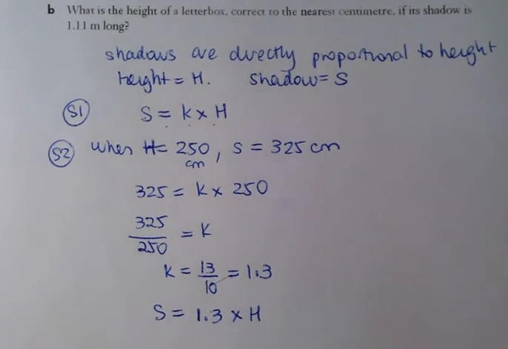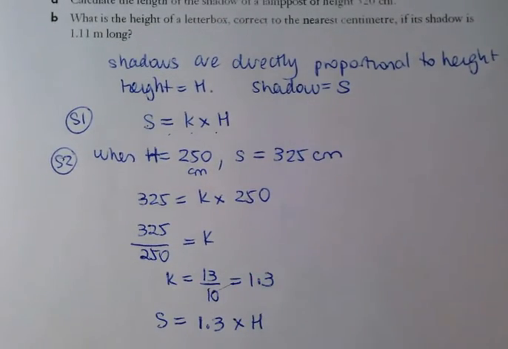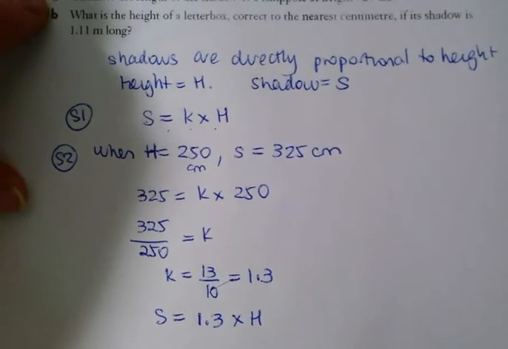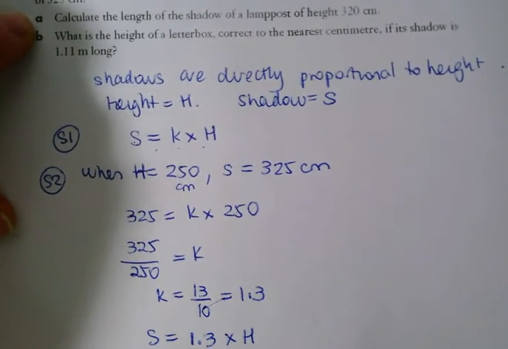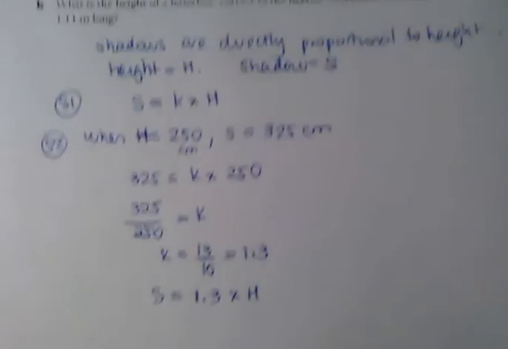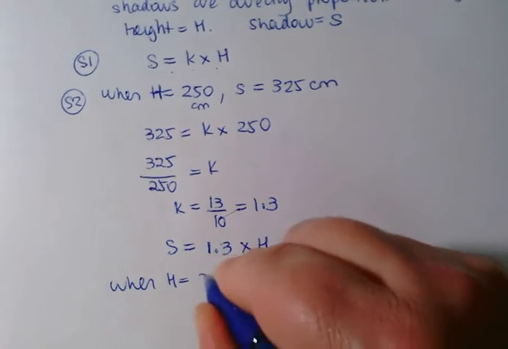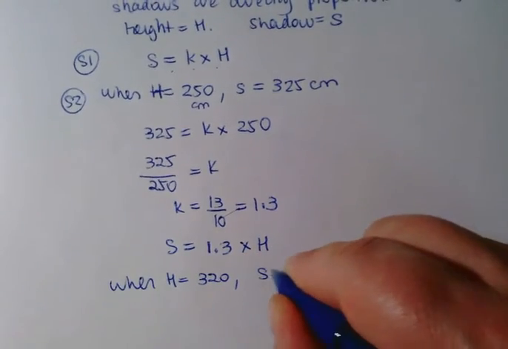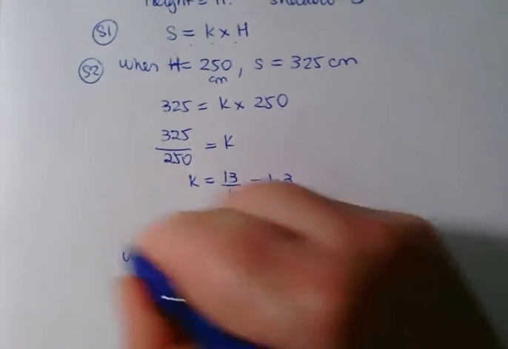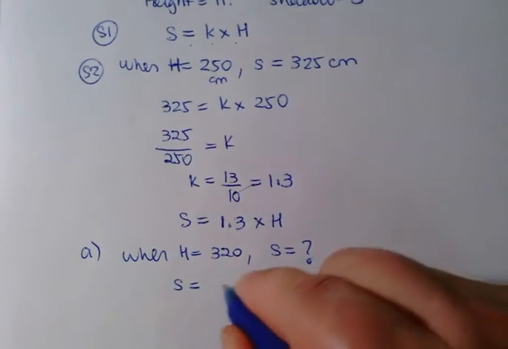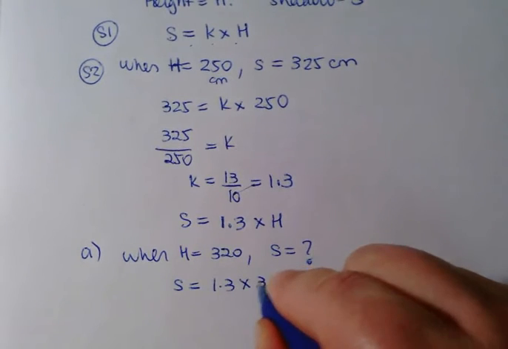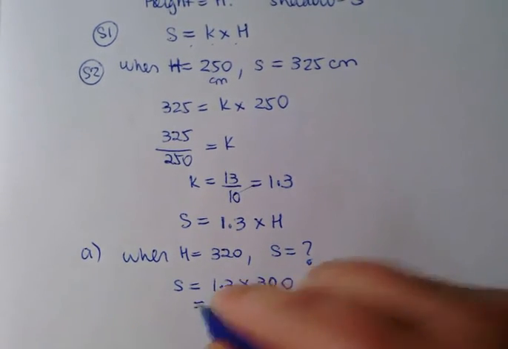Okay, now we're still working on part A, and the question says, what is the length of the shadow of a lamppost with height 320? So now the question is, when h is 320, find s, or s is question mark. So this is part A, s equals 1.3 times 320.